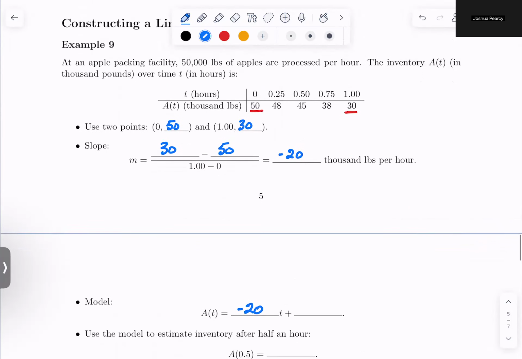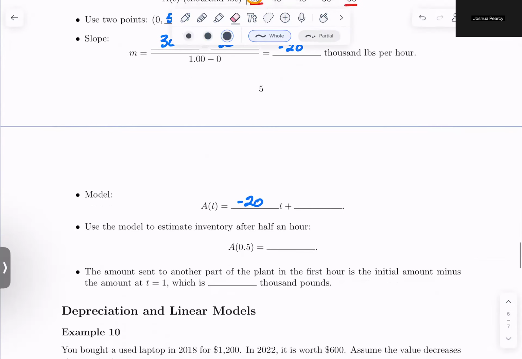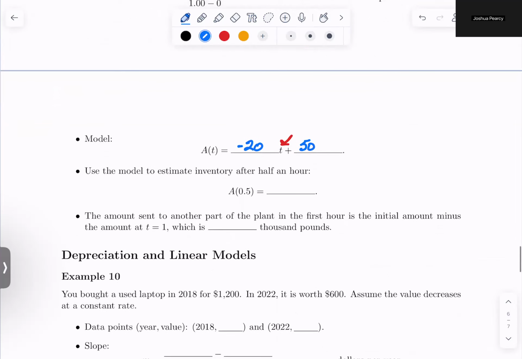But we also know the y-intercept, right? Because whenever t is 0, we have that A(t) is 50. So that means that our y-intercept for this model is going to be 50. So let's put that down here. Now it says use the model to estimate the inventory after half an hour. So if I do that, I'm going to plug in 0.5 right there where I see a t. And when I do that, after simplification, I end up getting 40.